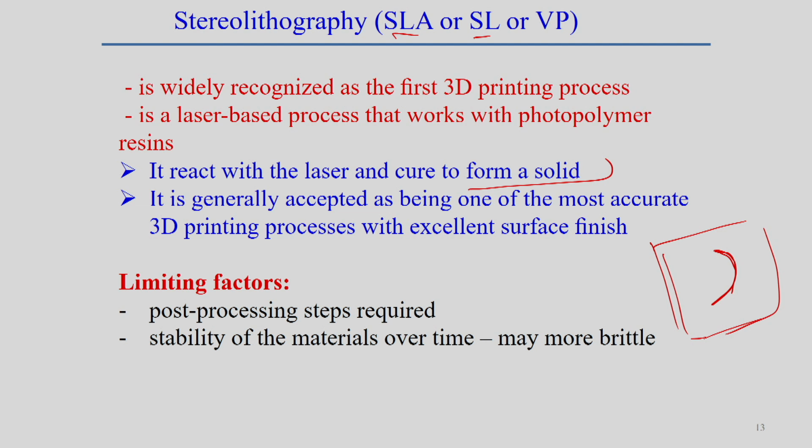Now, the limiting factor is that post processing is required. For example, we get the desired product and then we have to remove the remaining part. So, those post processing steps are required, and of course, stability of the materials may be another issue, because over time the cured solid part becomes more brittle. That is the typical characteristic of the photopolymer resins, and that is one of the issues using this process. Otherwise, this is very accurate and we can expect very good surface finish using this process.